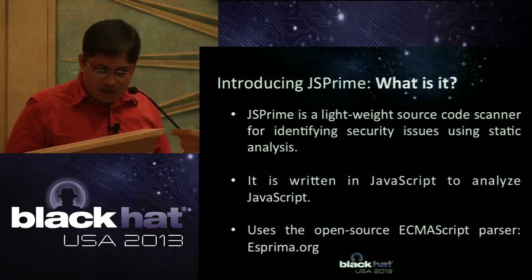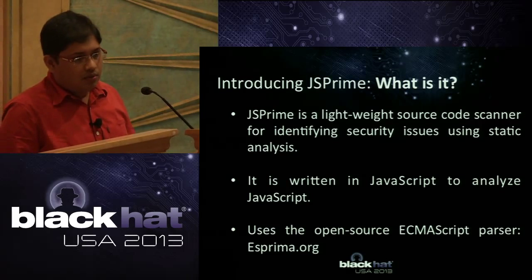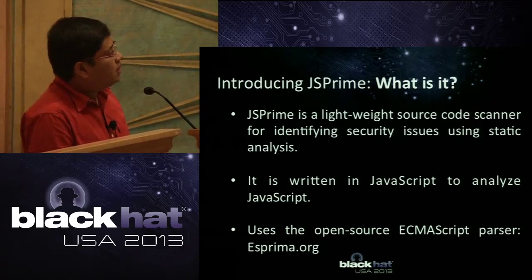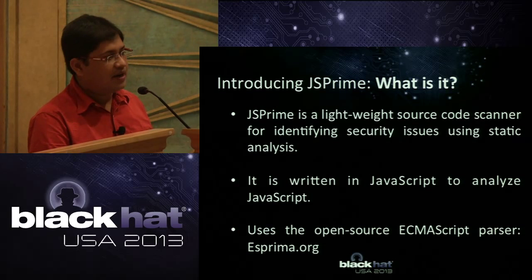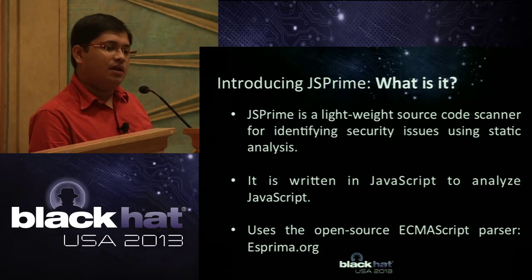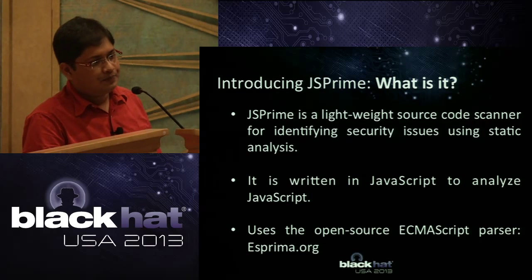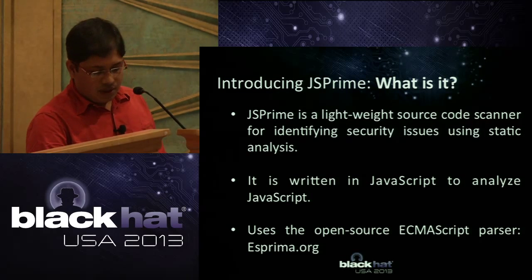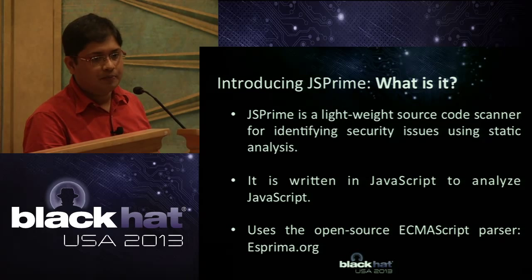Let me introduce JSPrime here. So what is JSPrime? It's a pretty lightweight source code scanner for identifying security issues using static analysis. It's a tool written in JavaScript to analyze JavaScript, and it uses an open source ECMAScript parser.